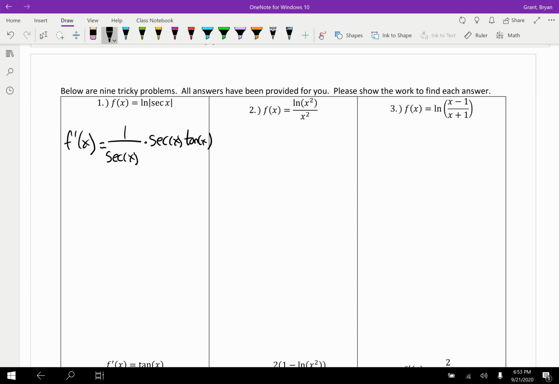And then also realize that there was absolute value here, but we just learned that if there's absolute value in natural log, it does not matter. Well, can we clean this up?